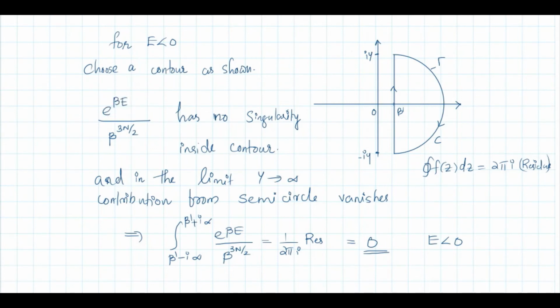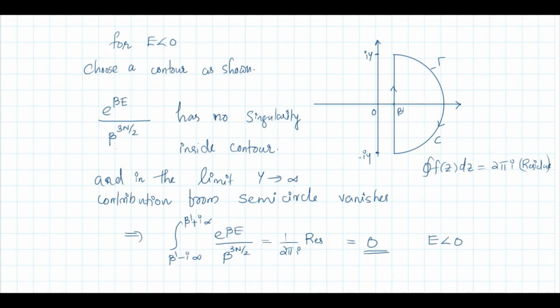But if we close it on the right side, beta will be positive. When y tends to infinity, it will cover the entire region, but beta E will be negative because E is less than 0 and beta is positive, and it will go to 0. It will not diverge. That is why we close it on the right side. This is our closed contour and this is our integrand. Is there any singularity inside this contour? The singularity is beta equal to 0, where this will diverge. Beta equal to 0 is outside the contour, so there is no singularity inside.